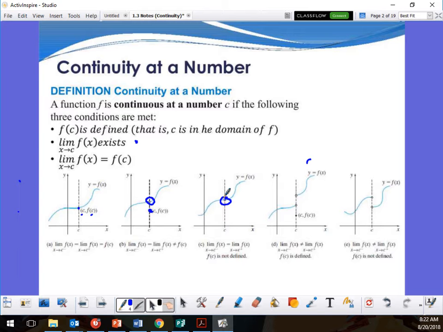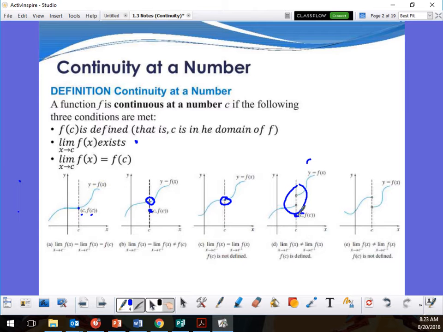Now, this next one over here, okay? So, what do I say is wrong with this one right here? It's not continuous. Left hand and right hand don't go to the same point, do they? So, the limit does not exist, right? Because left hand and right hand both don't go to the same point. So the limit does not exist.